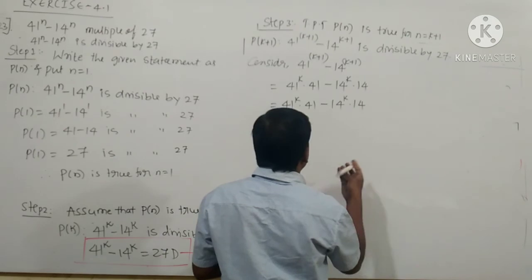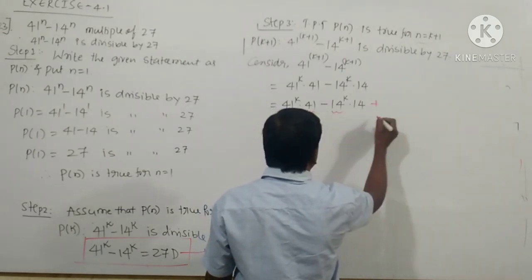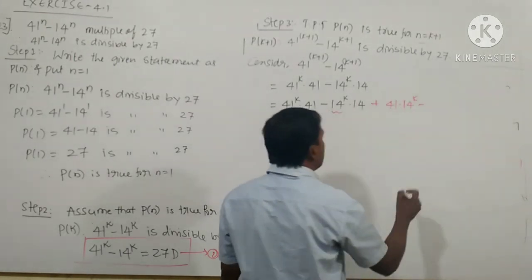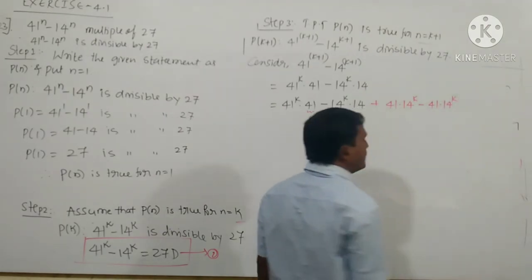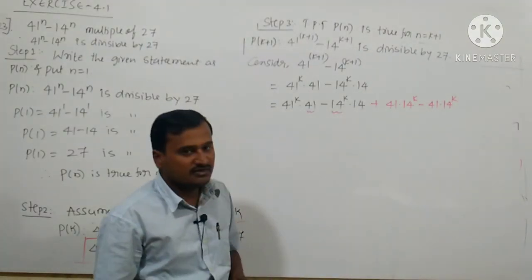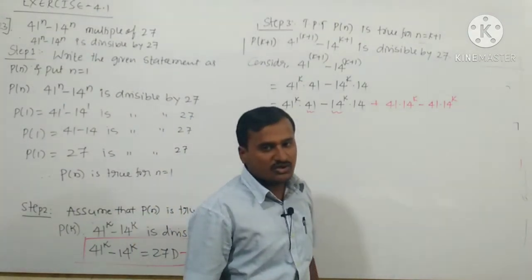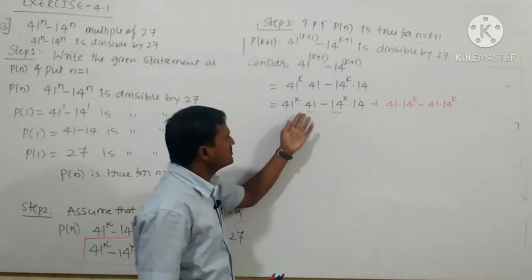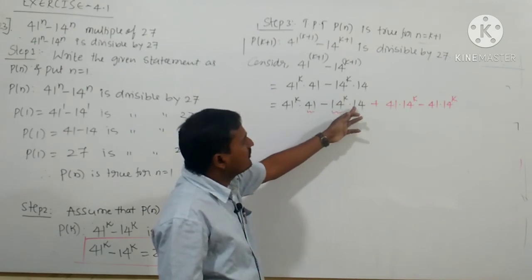Again here we should add some term. That term should be the product of this and this one. So that is 41 into 14 raised to k minus 41 into 14 raised to k. Okay, so here what we have done? Add and subtract 41 into 14 raised to k. Again these two terms will get cancelled. Again you are getting 41 raised to k into 41 minus 14 raised to k into 14.